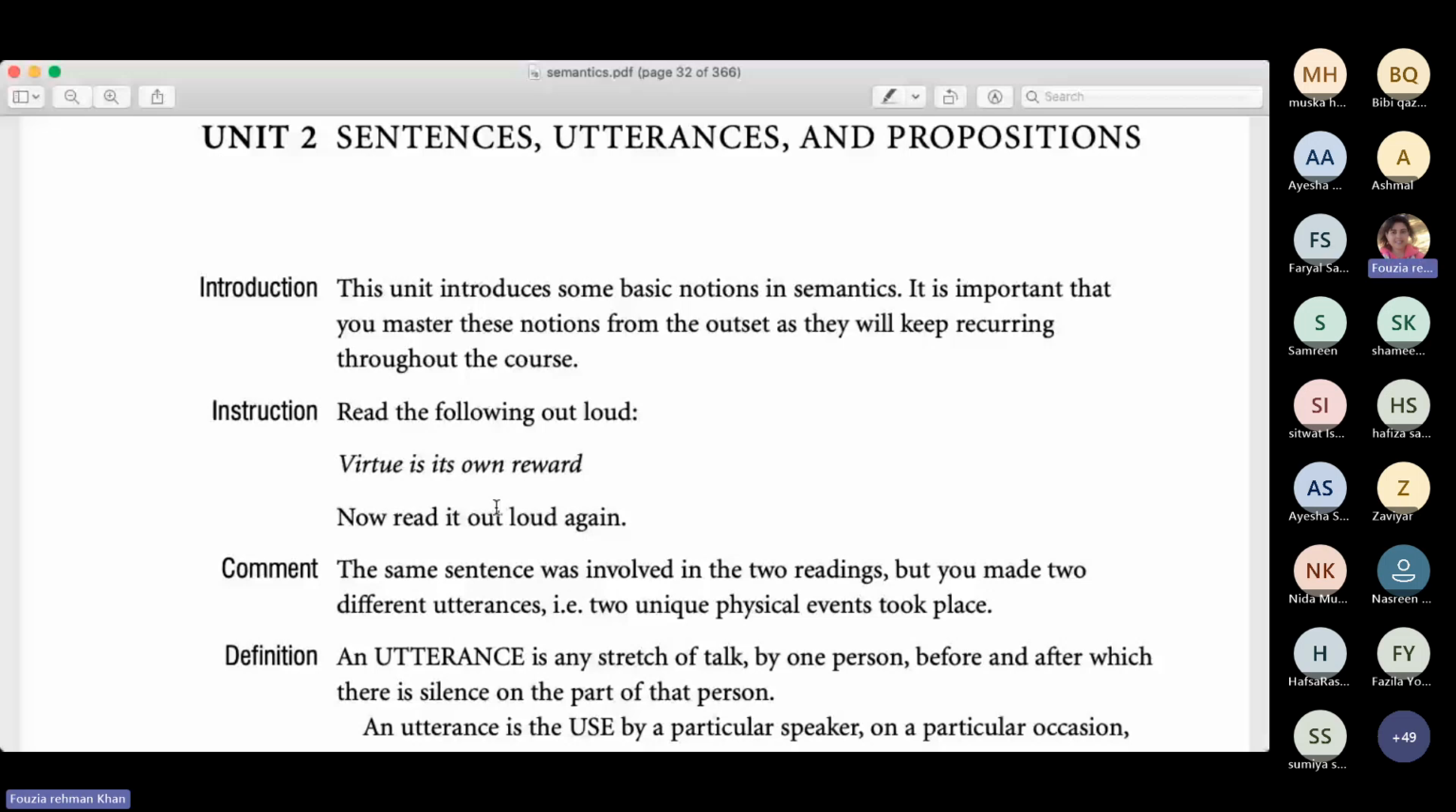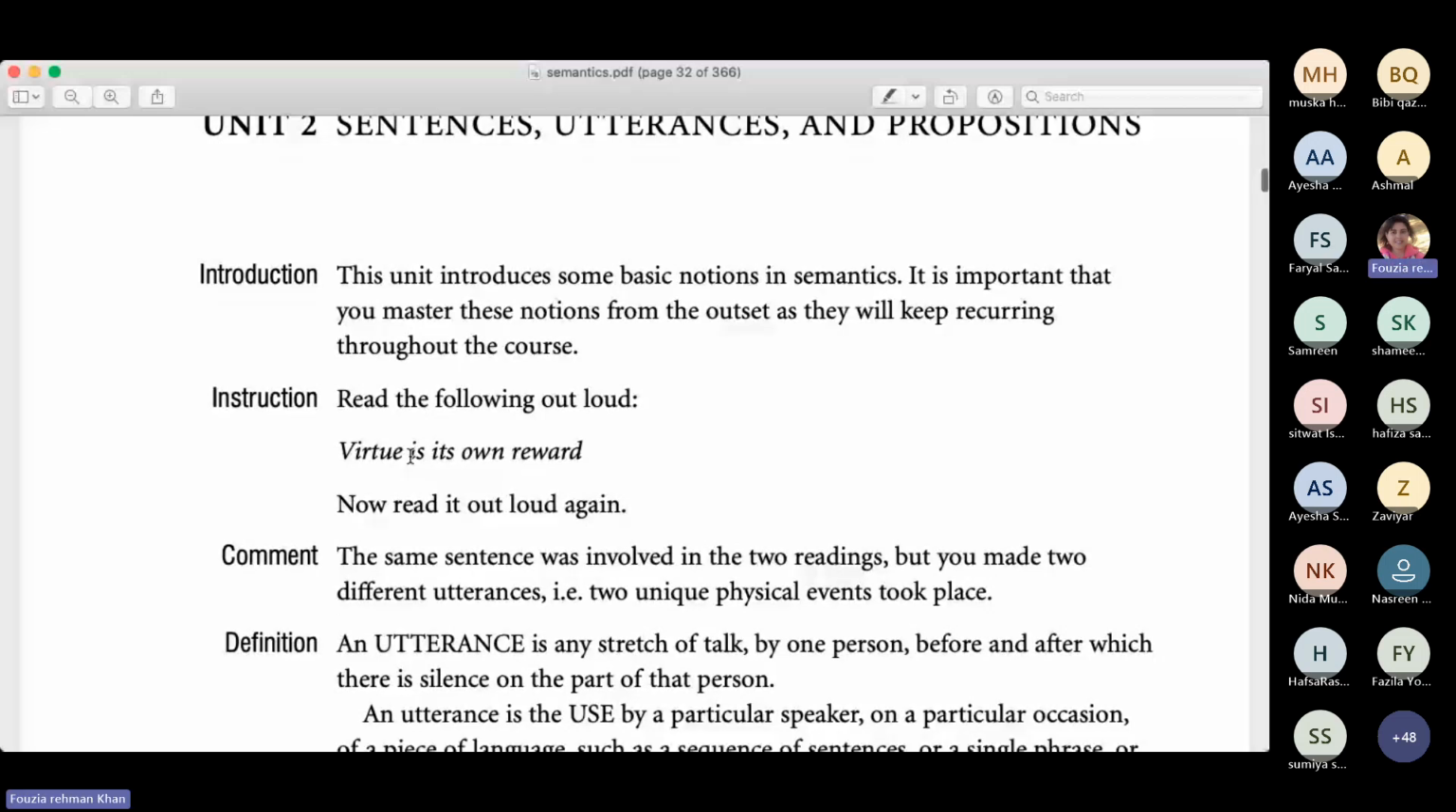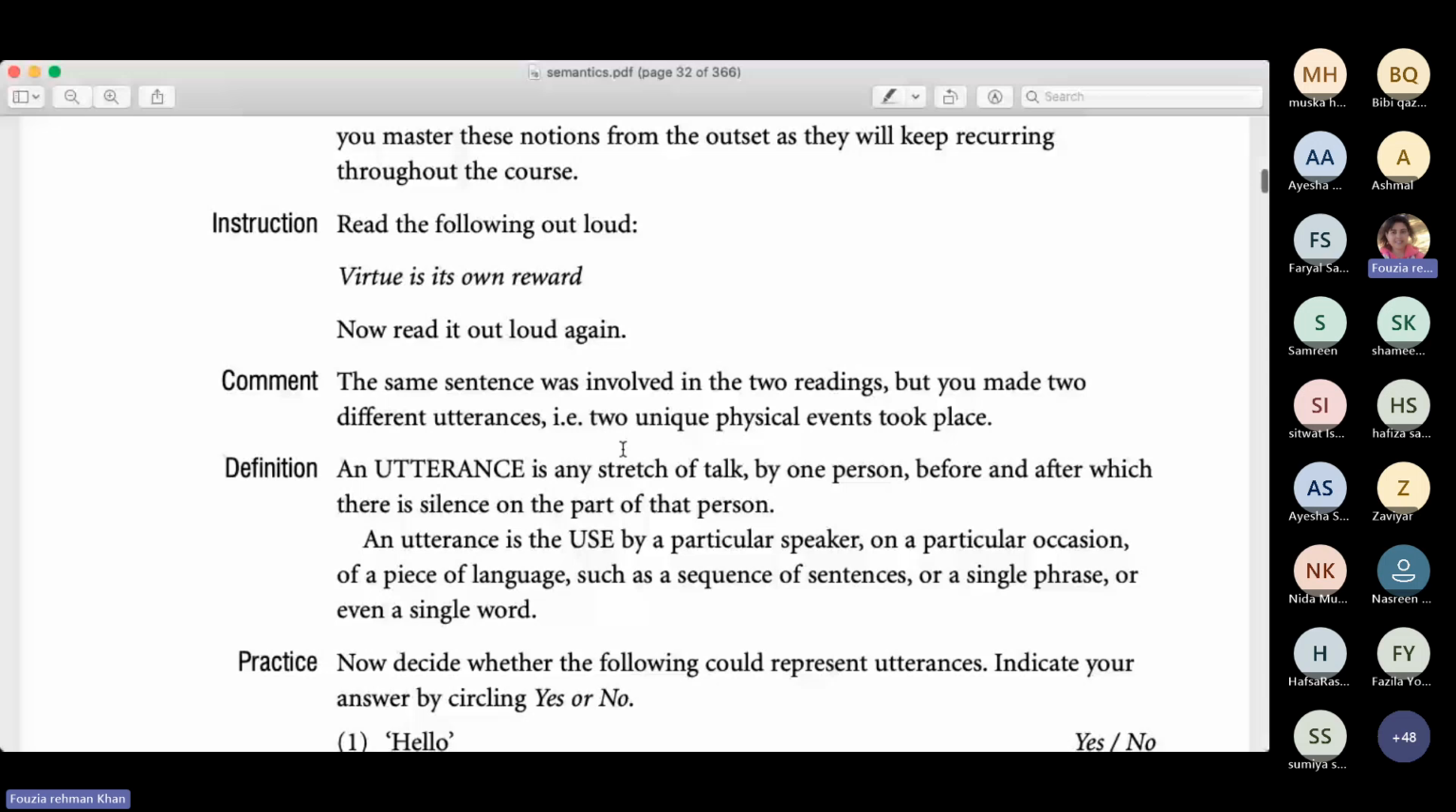If you want someone to wait, and you are repeatedly saying, "Hold on, hold on, hold on," these are three utterances. The number of times that you say it, as I told you, utterance is ephemeral. Ephemeral means it is temporary. It has a meaning in a conversation when it has a context at that particular time for that particular place. So this read twice makes two utterances, but it's just the same sentence. Therefore, utterance is a unique physical event that takes place. Now, let's talk about the definition.